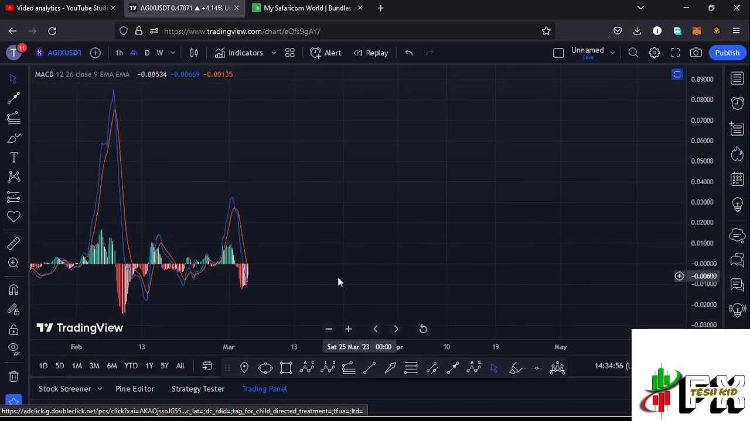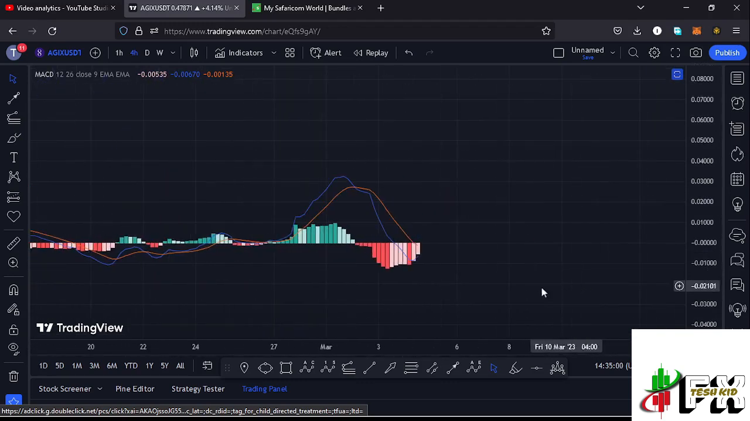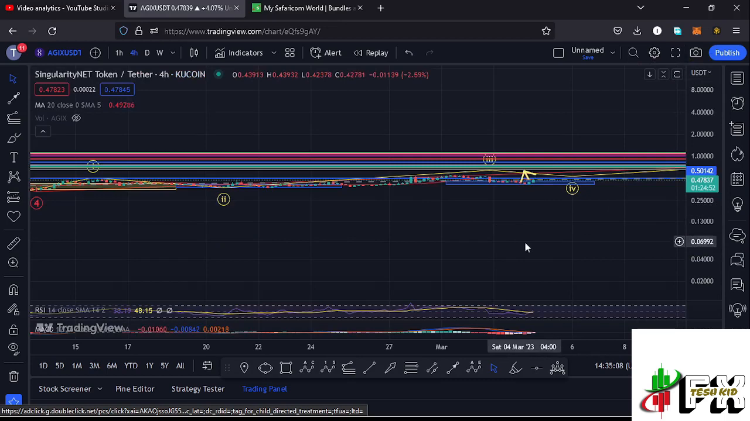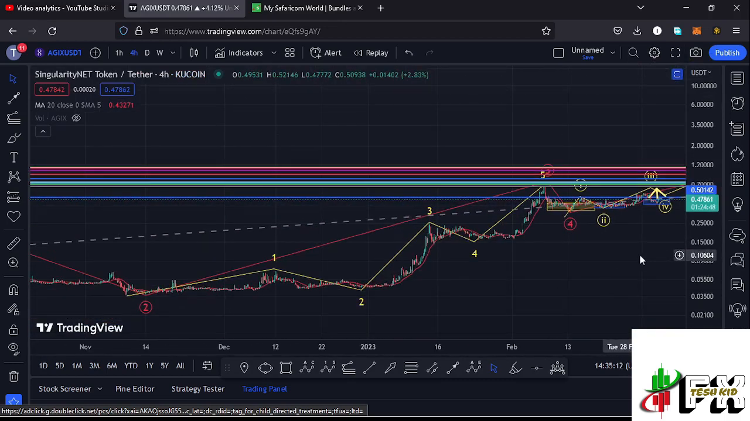Here on the MACD, we are yet to be able to print that bullish cross to fully support higher prices, but you can see that we are seeing a bit of a sharp decrease in the selling momentum, suggesting that soon we might be able to print that bullish cross to the upper side. So let's be patient and see how that plays out, and I'll be keeping you updated.